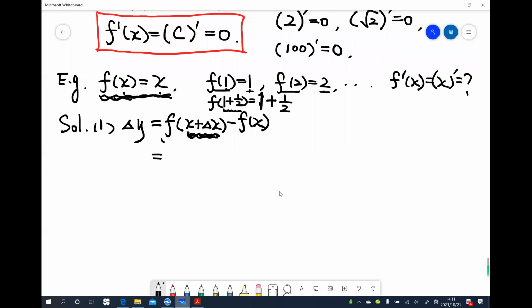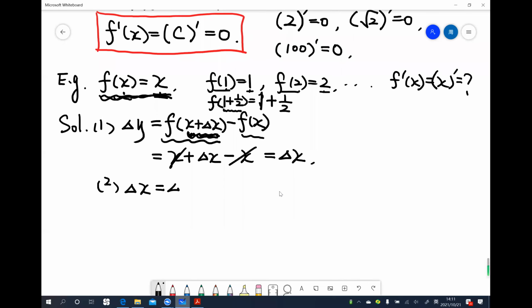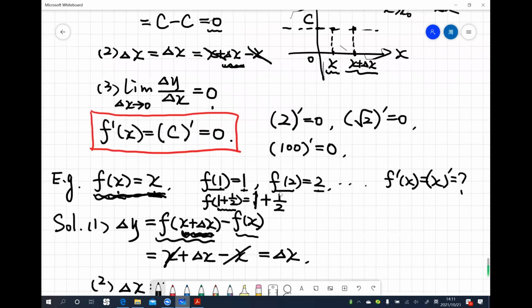So here, f(x plus delta x) should equal x plus delta x, minus x, because f(x) equals x, right? So here x can be canceled. That equals delta x. And the second step, delta x, is also delta x, right? We don't change it, as above.